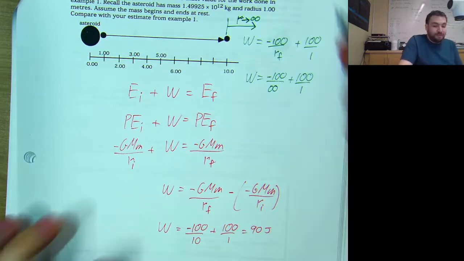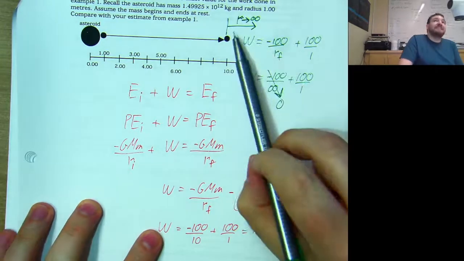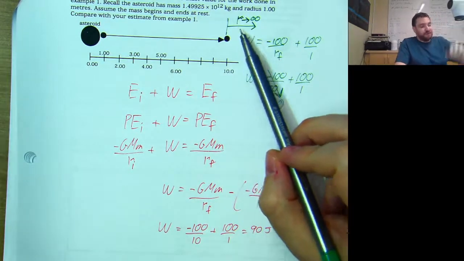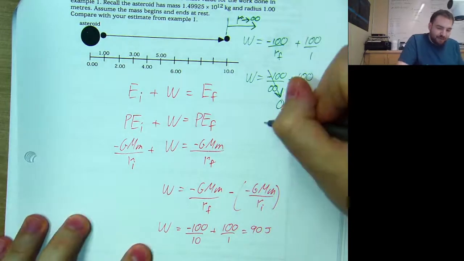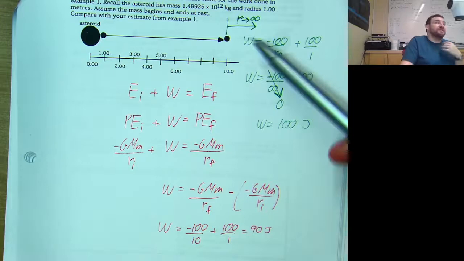Okay? So this is basically going to go to 0, which means that the work done to take this object and throw it away to infinity, as far across the universe as we possibly can get it, is only going to be 100 joules. 10 more joules than it took us to get it up to 10 meters.